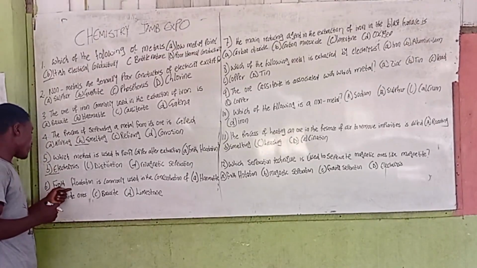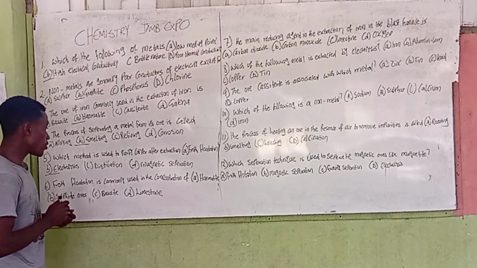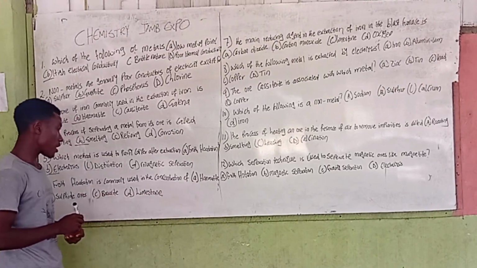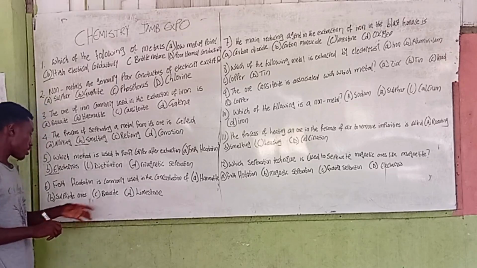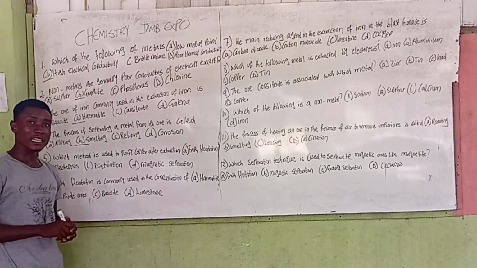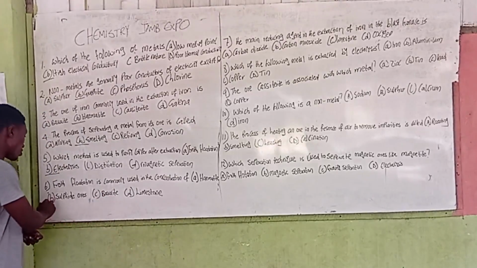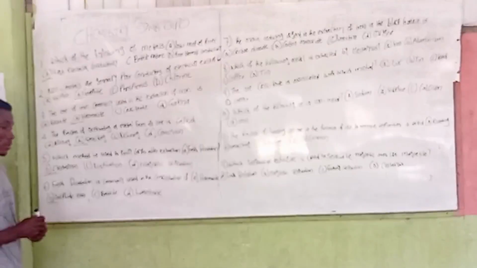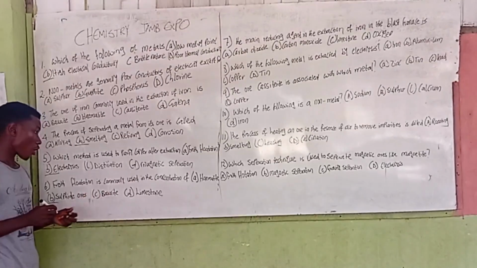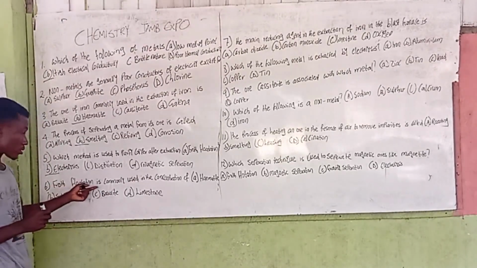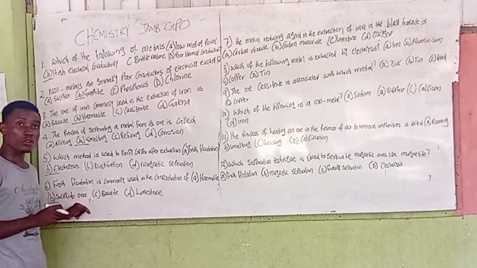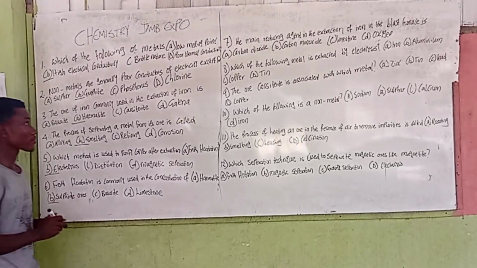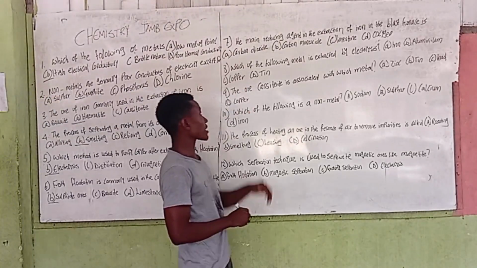Number 6 says froth flotation is commonly used in the concentration of A. Hematite, B. Sulfide ores, C. Bauxite, and D. Limestone. The correct answer here is what? Sulfide ores. Froth flotation is commonly used in the concentration of sulfide ores.